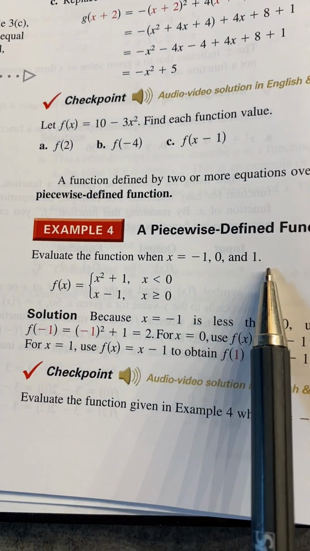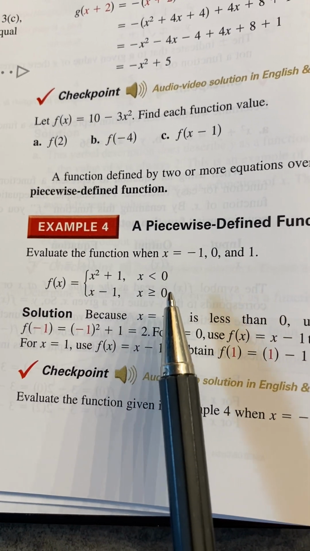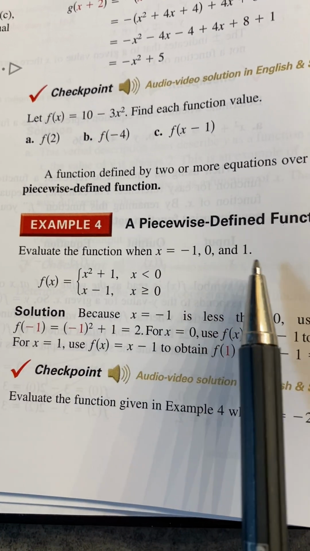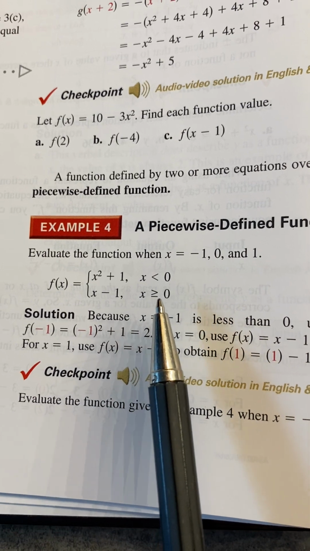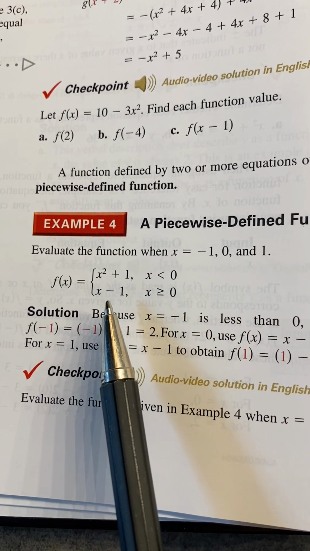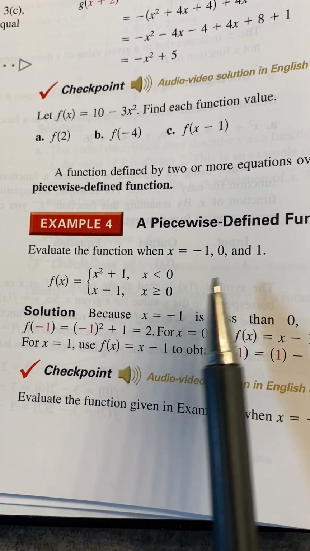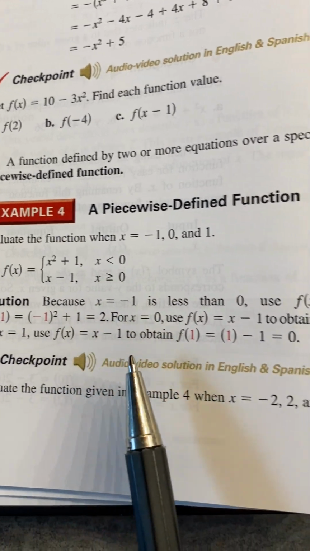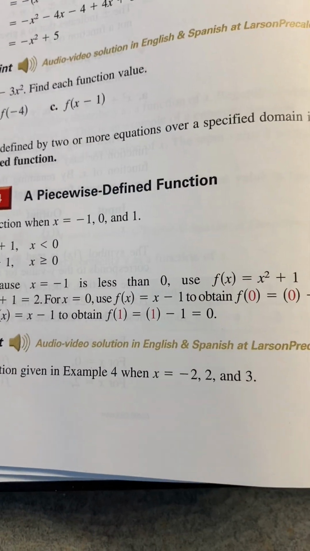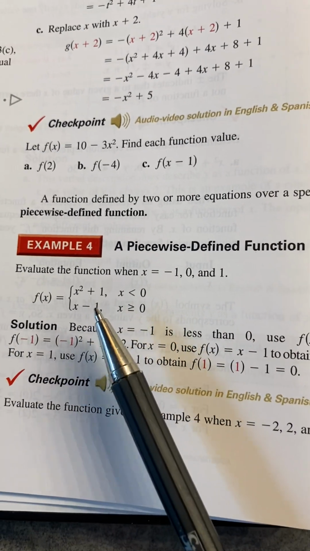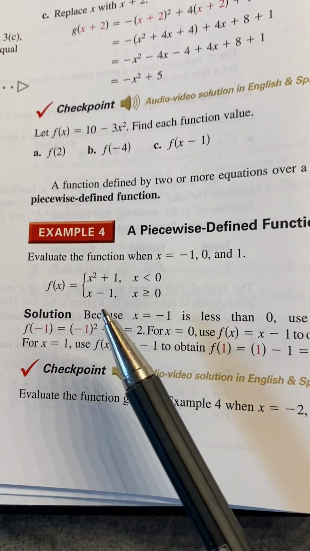And f of 1, again, look at these. These are your domains. Which domain does this fall in? It falls into the bottom. So we use the bottom expression and replace the x with 1. 1 minus 1 is 0. So in a little bit, we are going to graph these, and that gets a little bit fun.